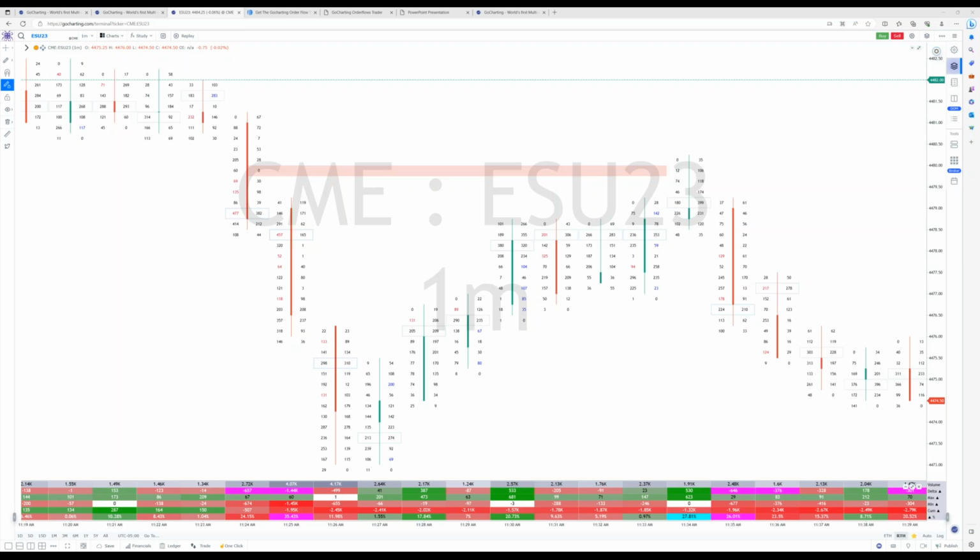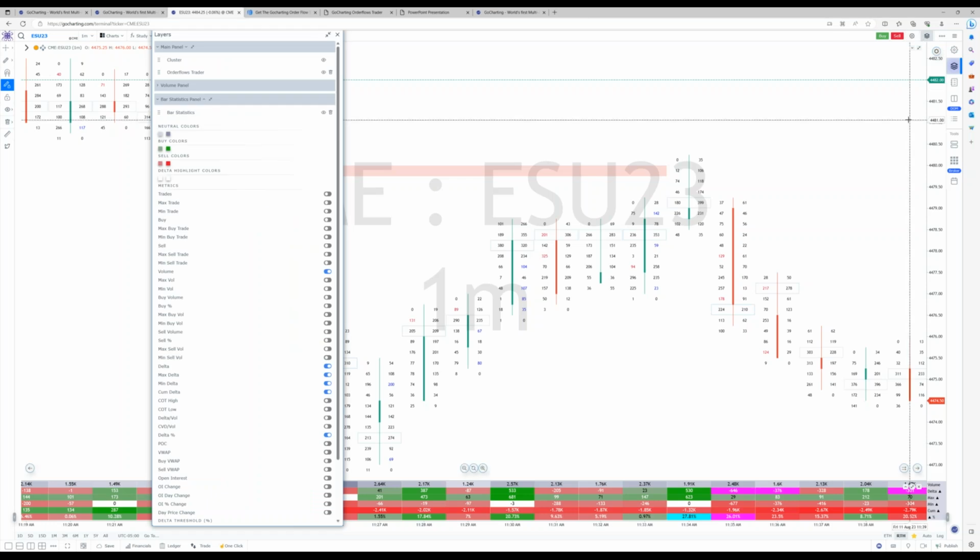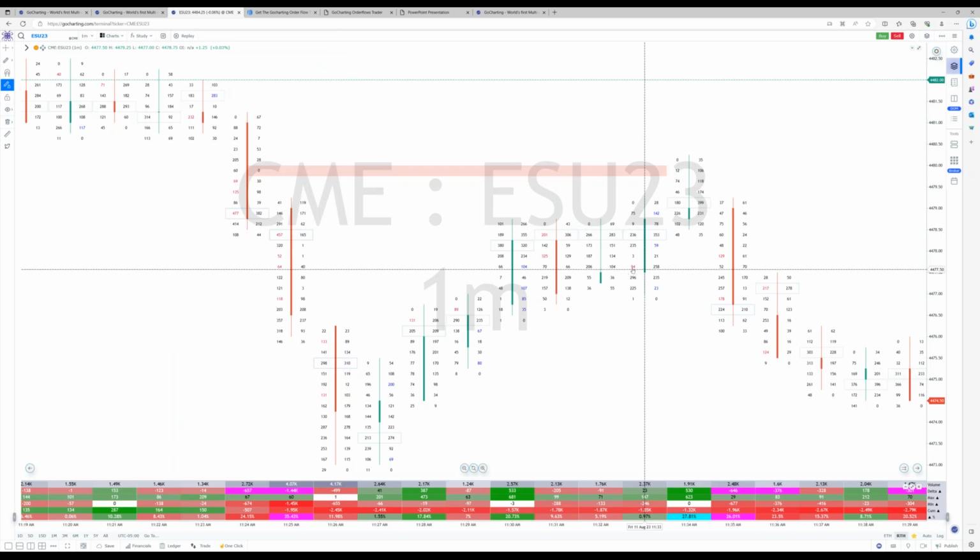Can you change the imbalance text color? Yeah, you can. You just go to the settings. Well, no. Let me pull that back. No, you can't change the selling imbalance from red or the buying imbalance to blue.